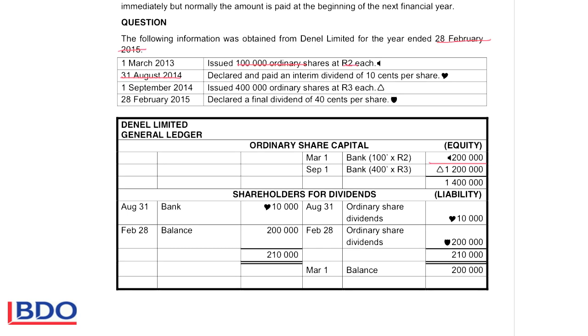This means that we will declare a dividend on all the shares that was already sold. Now, if we look at our ordinary share capital account, the only shares that we have at this stage is that 100,000 that was sold at R2 each in the previous financial year. So I will have to work out the dividend on this capital that was obtained in the previous years. They declare a dividend of 10 cents per share.